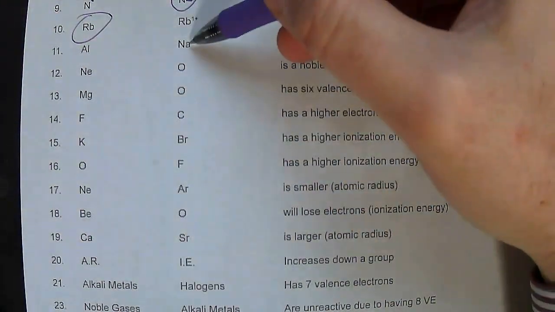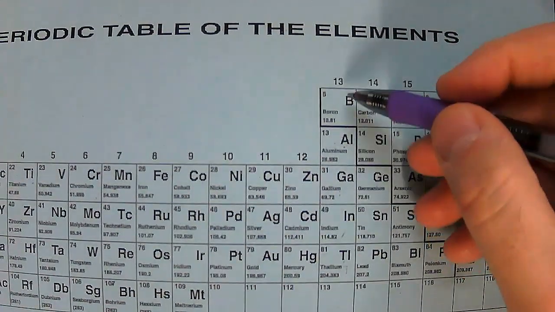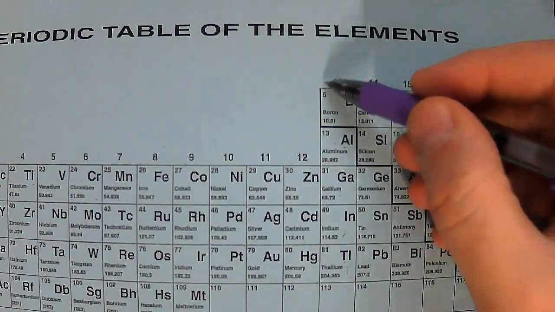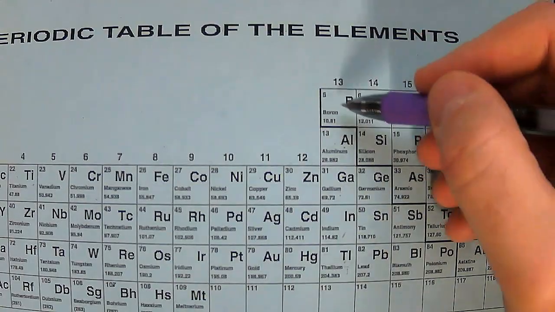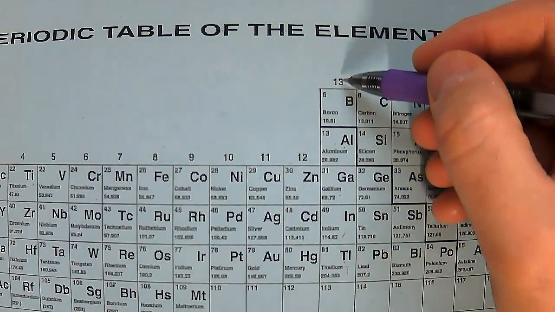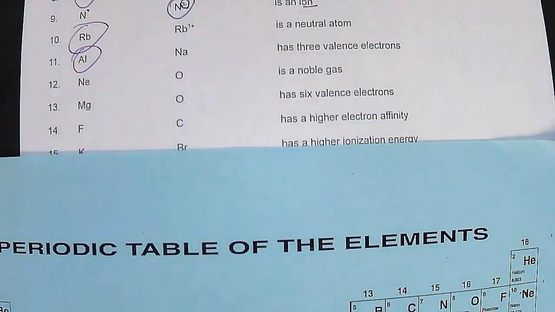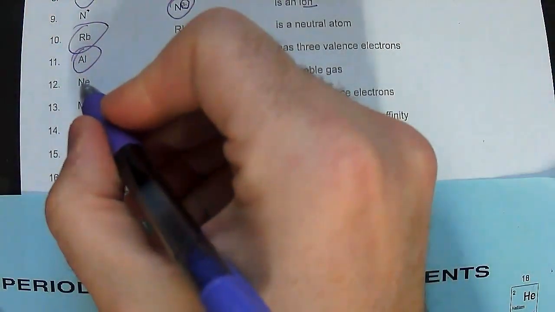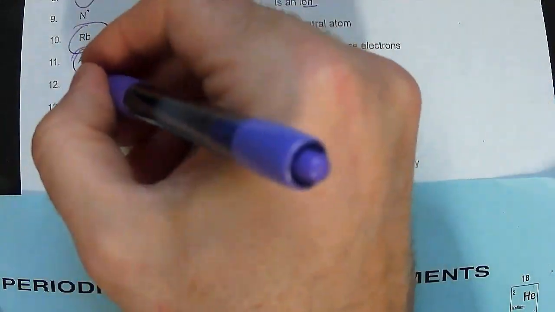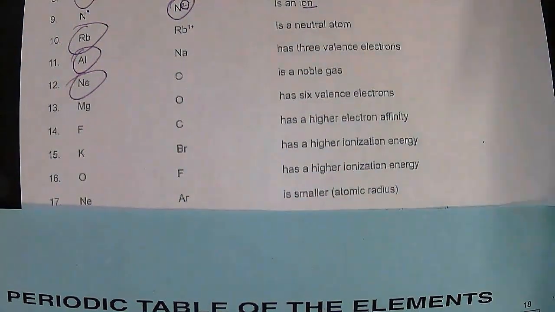Aluminum and sodium, which one has 3 valence electrons? Remember, valence electrons is determined by the electron configuration, but shortcut is use the group number. Group number 13 has 3, so that's that. Okay, which one is a noble gas? Neon or oxygen? Neon is the noble gas.